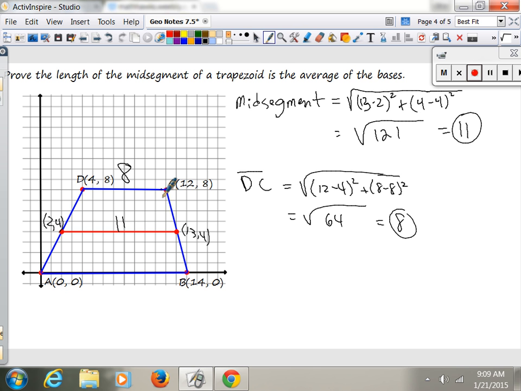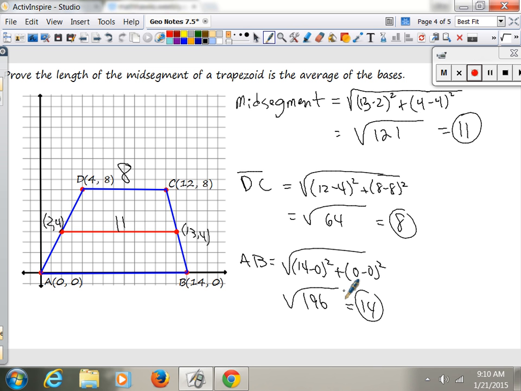And then A to B is 14 minus 0 squared, and then 0 minus 0 squared. 14 squared is 196. The square root of 196 is back to 14. So this bottom one is 14.